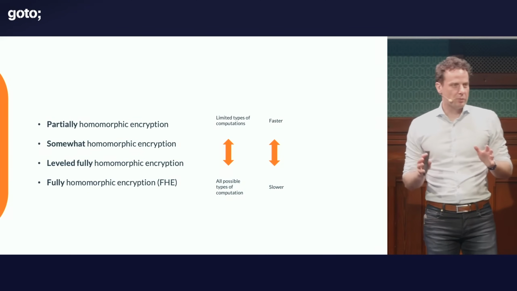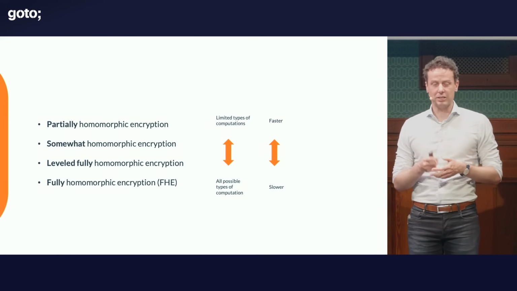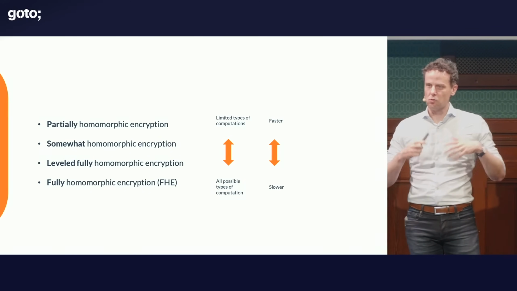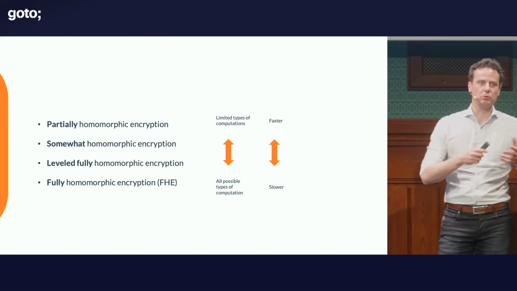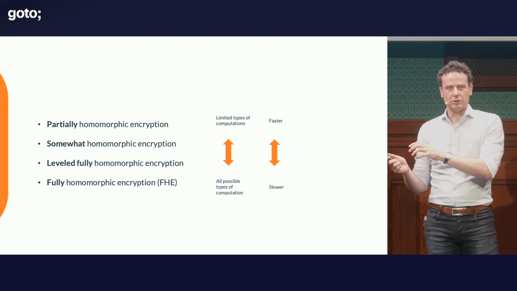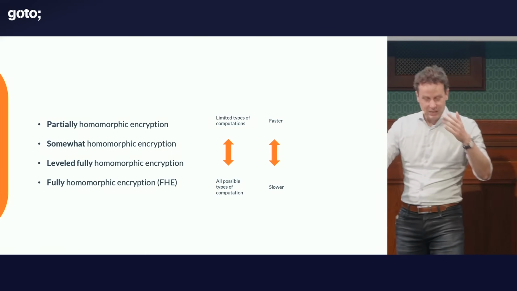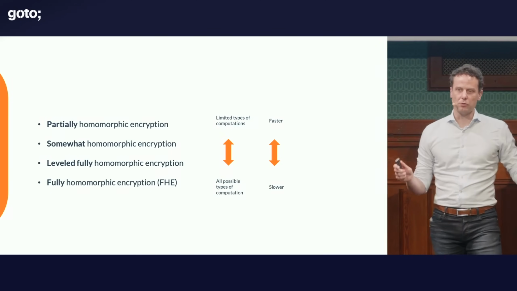And at the top, there's partially homomorphic encryption. And it's partially because it can only do one operation. It can only do additions, or it can only do multiplications, but not both on the same ciphertext. Well, and at the end, you have fully homomorphic encryption.